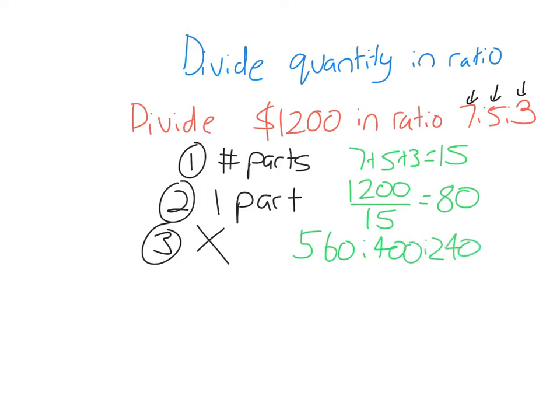So note the numbers in the ratio, in your final answer, they should add up to the quantity you started with. So I know I've done something right because 560 plus 400 plus 240 does equal 1,200. It's as easy as that. That's how you do it. So let's look at finding other quantities using ratios.